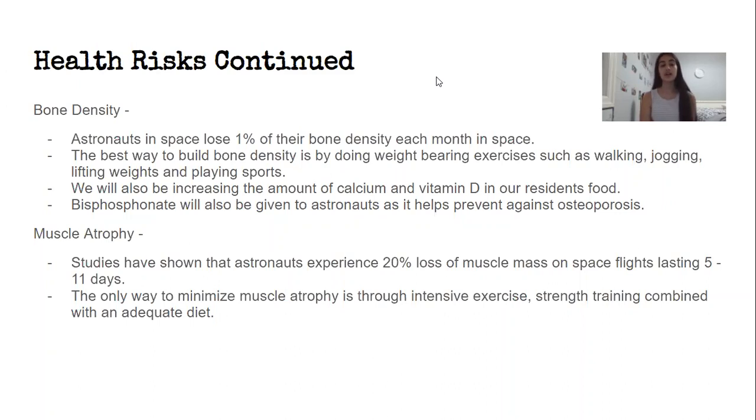osteoporosis. Muscle atrophy. Muscle atrophy is when muscles waste away. It is usually caused by lack of physical activity, but in our case, it's caused by lack of gravity. Studies have shown that astronauts experience 20% loss of muscle mass on space flights lasting 5 to 11 days. The only way to minimize muscle atrophy is through intensive exercise, strength training combined with an adequate diet.